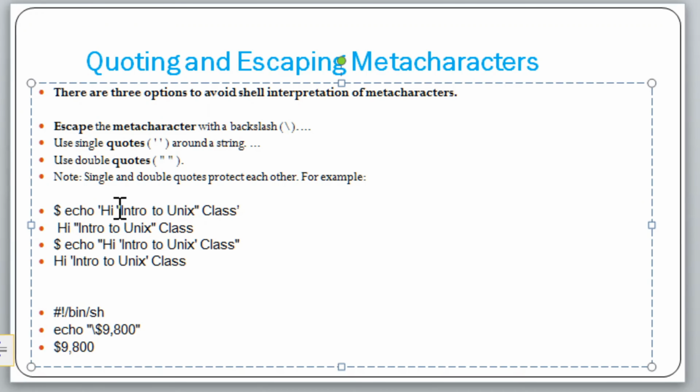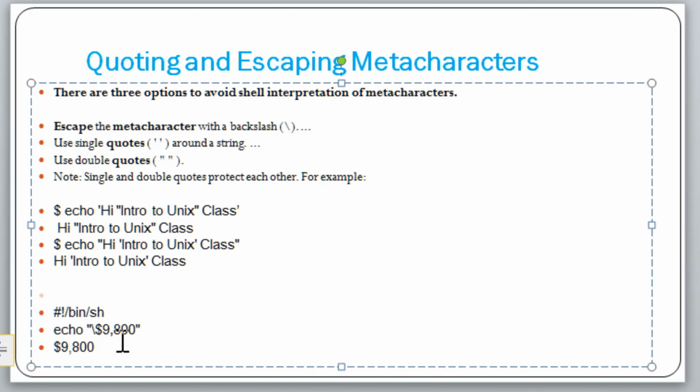So these single quotes say, hey, take this literally, echo exactly what I have inside of here. Reversely, we have the same thing with double quotes. Echo, double quotes, hi, single quotes, intro to UNIX class, single quote, and then double quotes. It's going to say hi, and you'll notice the single quotes here, 'intro to UNIX class'. So these are just protecting and saying, hey, whatever's inside of here, interpret it literally.